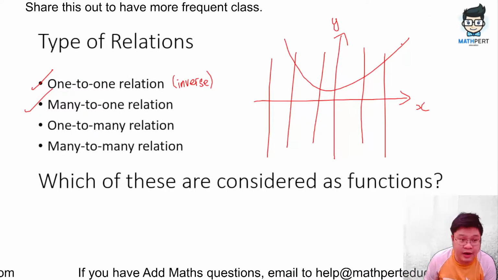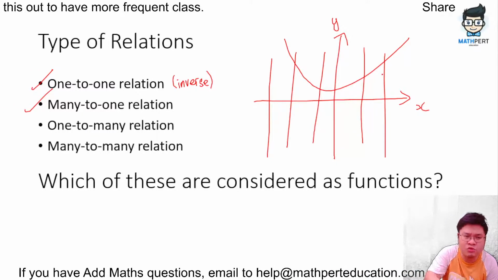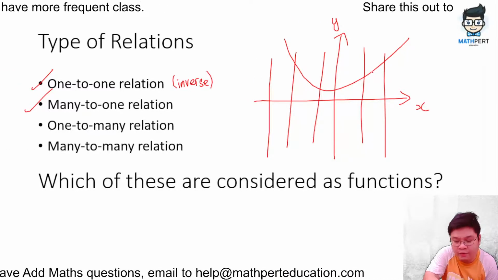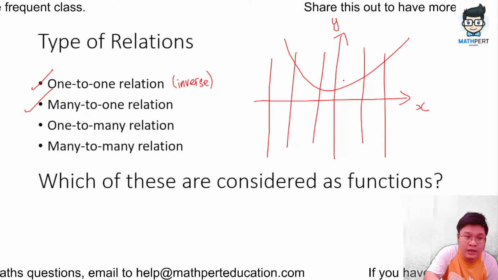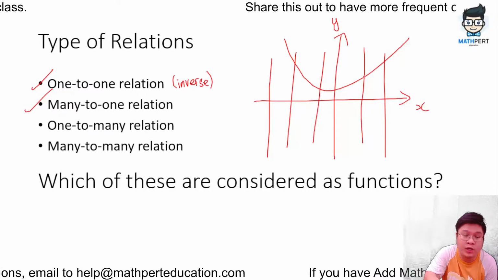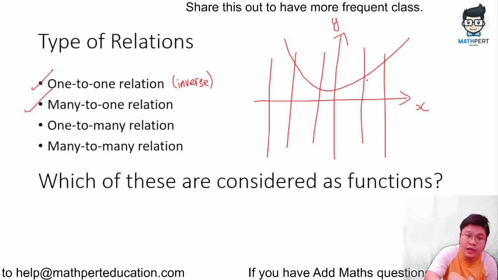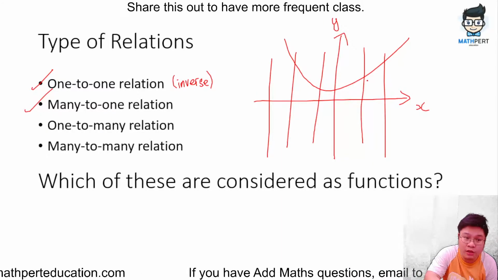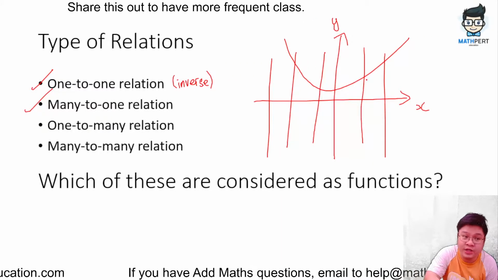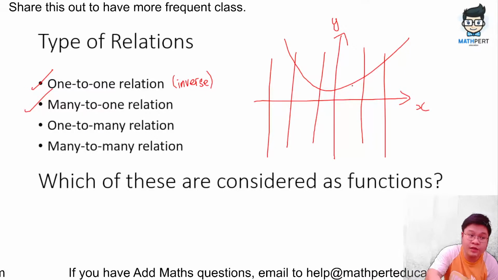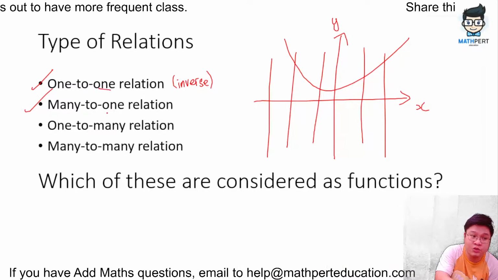Okay, let's say this is a graph and we use the vertical line test. Do you notice that in each and every vertical line, it only touches one point on the curve? Okay, it only touches one point. So this is a function. Okay, the vertical line test is to test this.